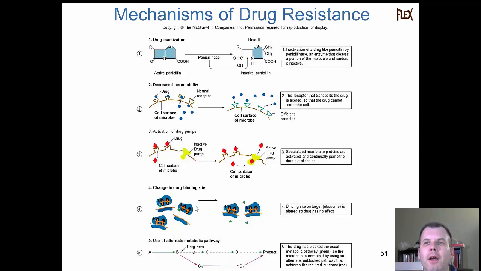All right, and again, all these things are encoded on genes. These genes can then be passed from one bacteria to another. And so when we talk about conjugation, transformation, transduction, these things can be spread via these mechanisms to other bacteria. So that can be a bad thing.